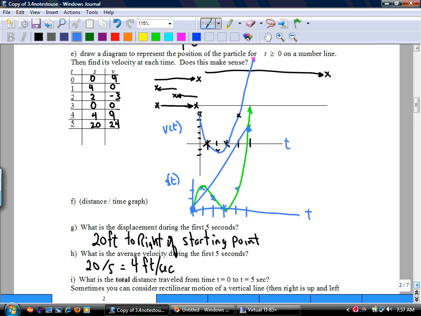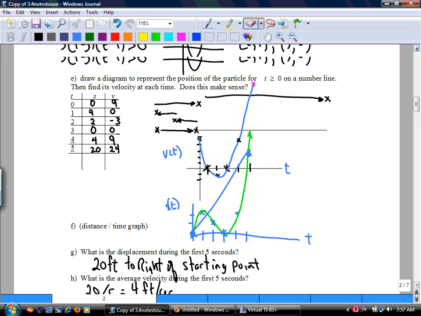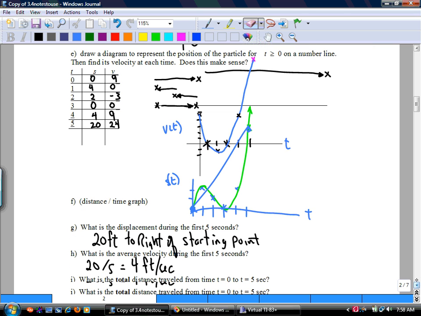What is the total distance traveled in the first 5 seconds? Okay, Garrity, we're going to add. Actually, we're going to move along the line. From here to here, how far did you move? 4. From here to here, you moved? So 6 total. From here to here, 8 total. From here to here, 12 total. From here to here, 16 more, so 28. Traveled a total distance of 28 feet.